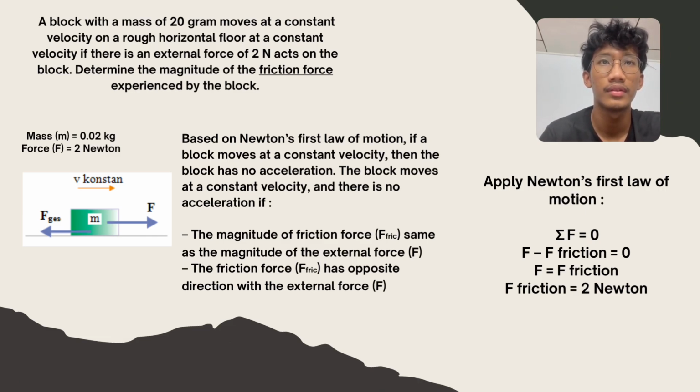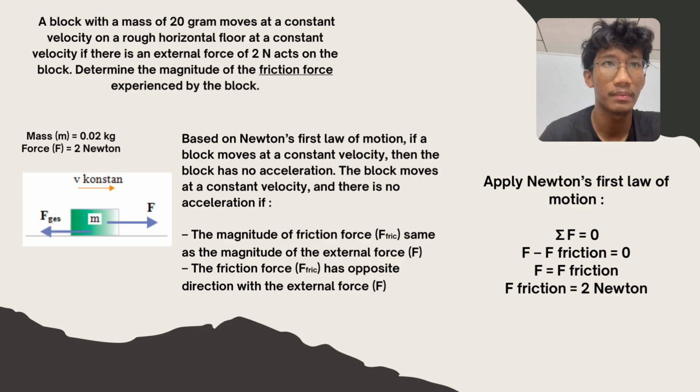Based on Newton's first law of motion, if a block moves at a constant velocity, then the block has no acceleration. The block moves at constant velocity and there is no acceleration if the magnitude of the friction force is the same as the magnitude of the external force. And the second one is the friction force has the opposite direction to the external force.